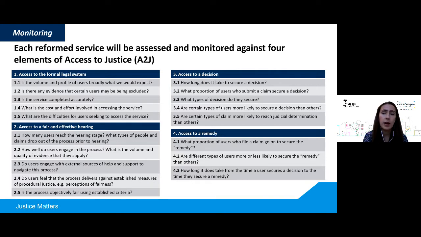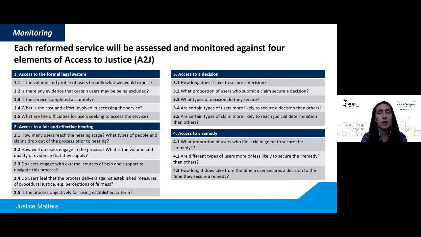So that's data showing digital take-up, dropout rates, completion rates, and also courts and tribunals service centre data. So things like call volumes, perception surveys to get feedback from users as well as any other relevant external data. And that's just to name a few. There's lots of different sources.